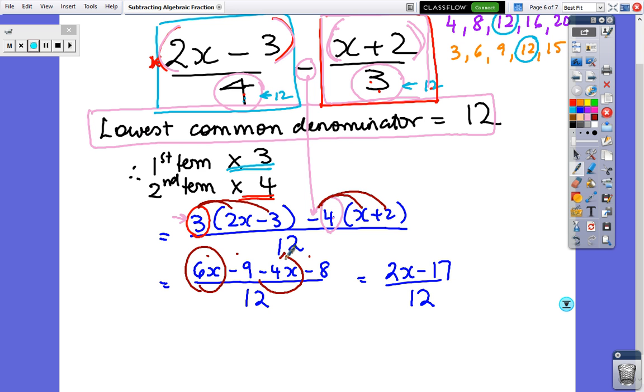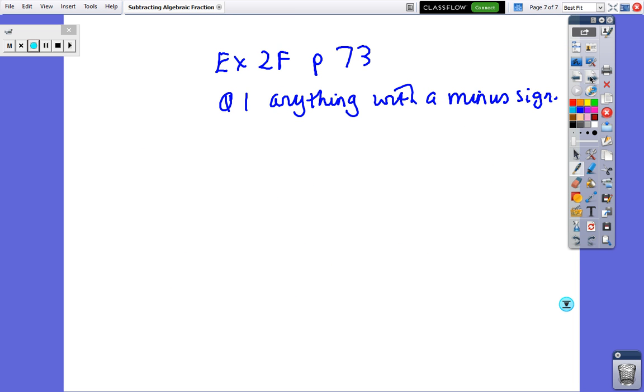And then 6x minus 4x equals 2x, and minus 9 minus 8 is minus 17. Just remember, minus 9, and then we're subtracting 8, down to minus 17. So that one's going to cause some problems, but have a go. Sorry, copy it down, and then on exercise 2F page 73, just do question 1, anything with the minus sign, and obviously I'm there to help. See you later.